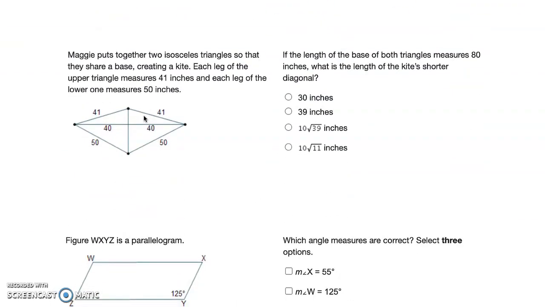Here's another one. We put 2 isosceles triangles so they share a base. So this is the base right here that they're sharing. And that's one of the diagonals of the isosceles triangle. And it shows us that the base of both triangles measures 80, so we've got 40 and 40. And what is the length of this shorter diagonal?